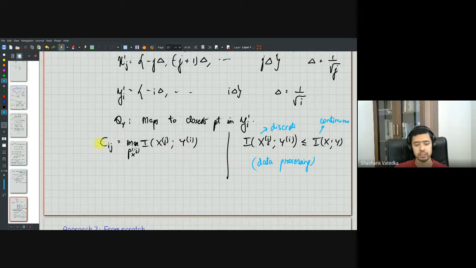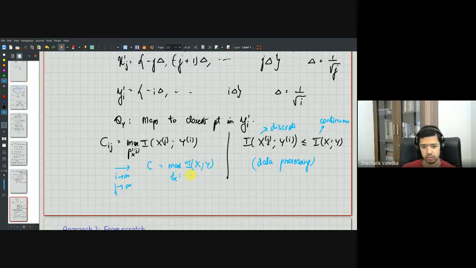So the capacity of the discretized channel is going to be less than or equal to the capacity of the actual continuous alphabet channel. But as you let I tend to infinity and J tend to infinity, this actually tends to the true capacity, which is equal to the maximum over all input densities satisfying whatever constraints you have of the mutual information between X and Y.